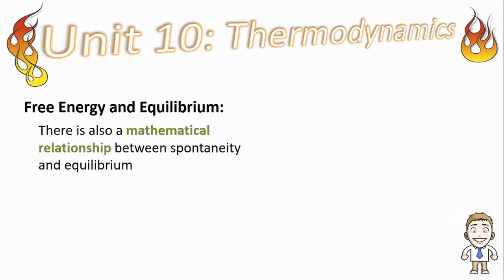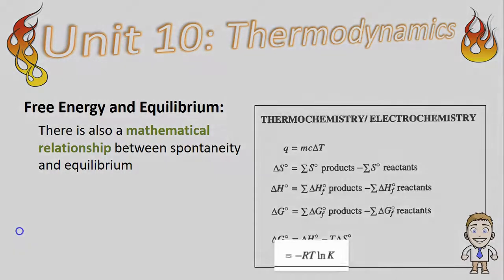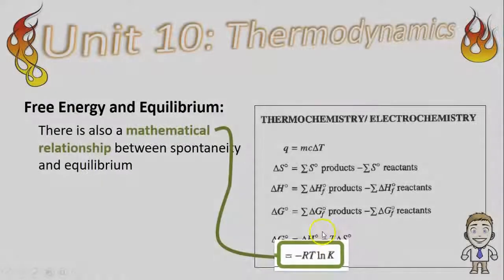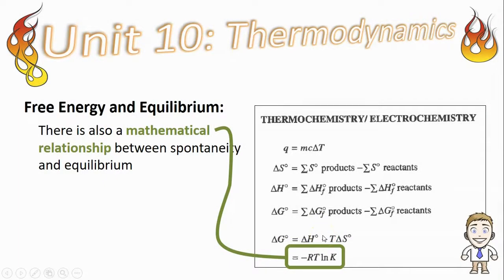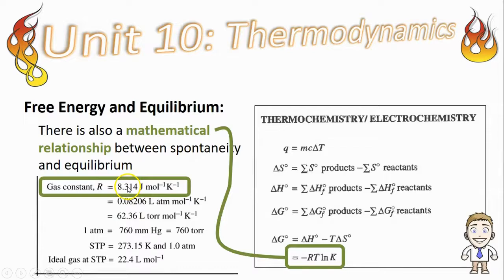Lastly, we need to talk about the mathematical relationship that exists between spontaneity and equilibrium. You can find this equation on the thermochemistry section of your AP chemistry equation sheet, right beneath delta H minus T delta S. The equation is delta G equals negative RT ln K, R being our gas constant, of which we have many values to choose from. For this, we're going to use 8.314 joules per mole Kelvin. The T value, of course, is temperature in Kelvin, and capital K, of course, is our equilibrium constant.